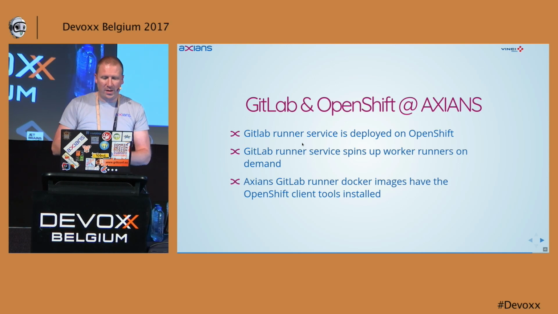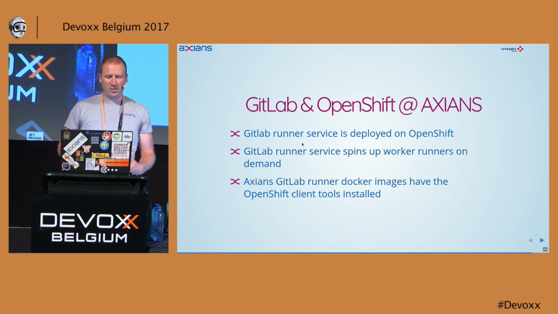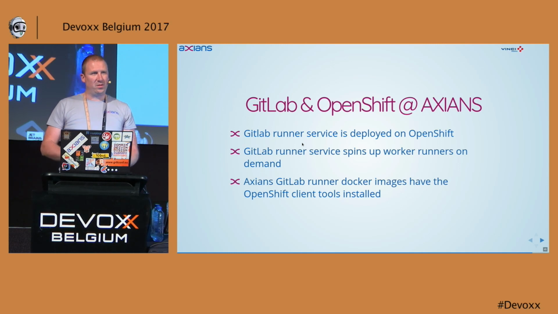And the second important thing was that the runner Docker images have the Openshift command line tools installed. So it's possible that in your GitLab YAML file you say oc tag or oc start-build, and then the rest is a piece of cake, in fact.